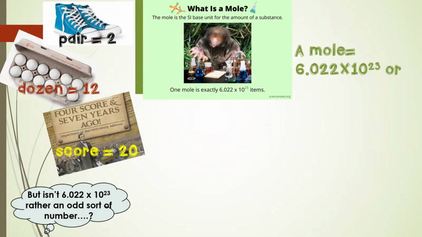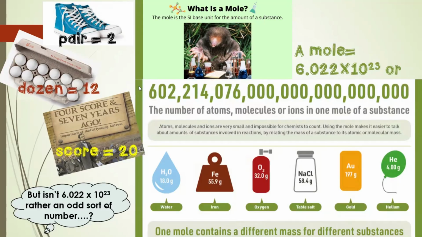For example, you've got on a pair of shoes, you know that's 2. You have a dozen eggs in your refrigerator, and you've all heard the Abraham Lincoln's Gettysburg Address, four score and seven years ago. So just like pair, dozen, and score, the word mole refers to a specific number, as weird as it is, but it's 6.022 times 10 to the 23rd power. So, written out it looks like this with all 24 digits there.